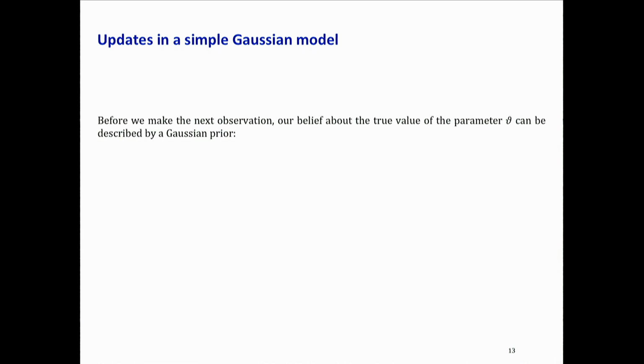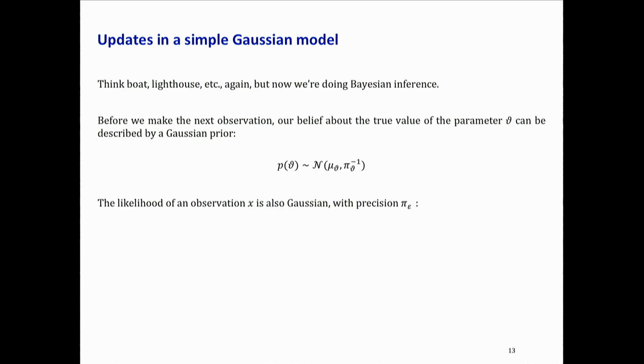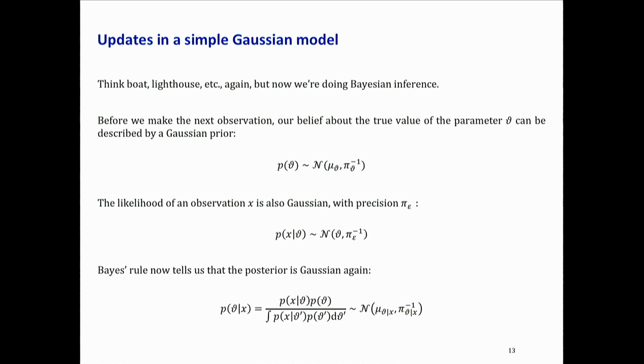So, as a repetition, the updates in the simple Gaussian model. We already had this slide in the last batch of slides. So this is just, again, Gaussian prior, Gaussian likelihood gives you a Gaussian posterior. And we said that when the prior and the posterior have the same shape, they're both Gaussian, we say this is a conjugate prior.